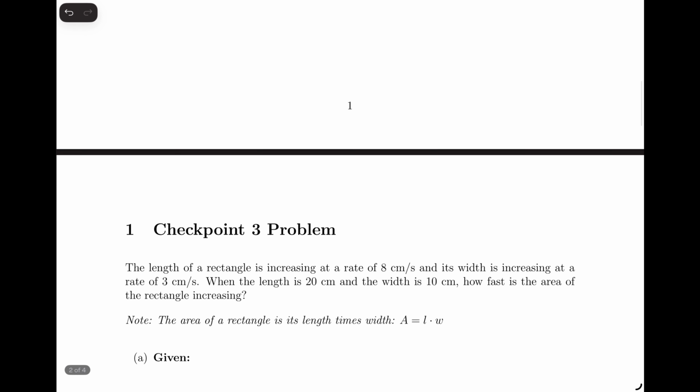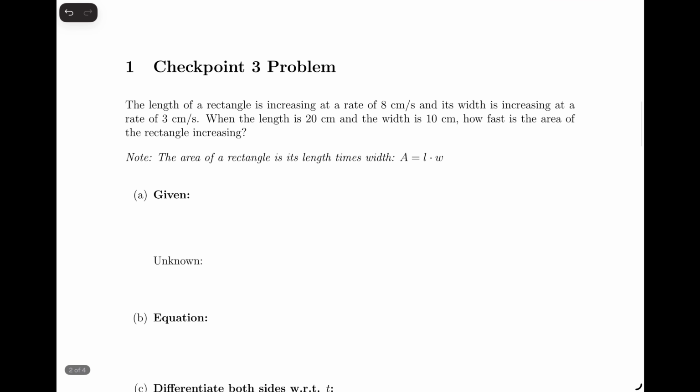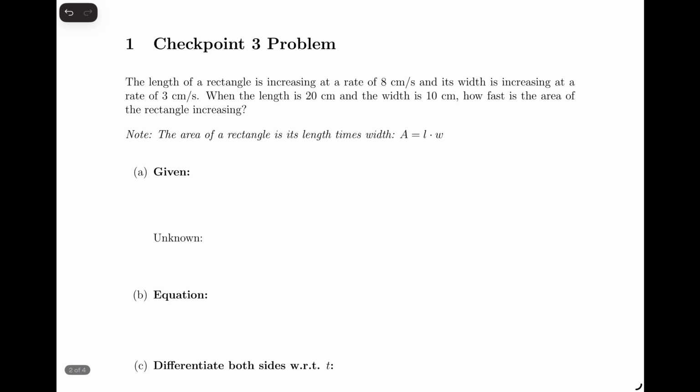So the way I've set this up is we'll have three problems we're going to look at, at least for this topic. The first one, this is the problem that we saw in checkpoint 3. So you're a bit familiar with it, but I thought I'd just go through it and show you how I did it, maybe some tips and tricks along the way.